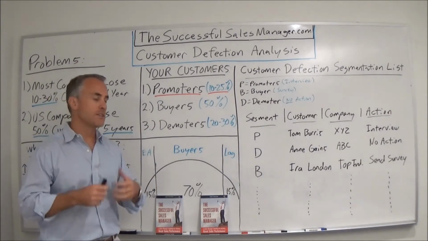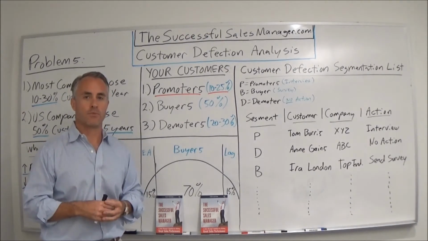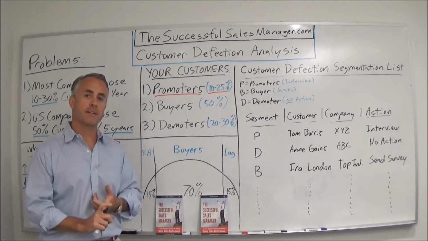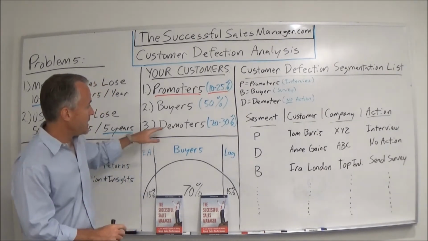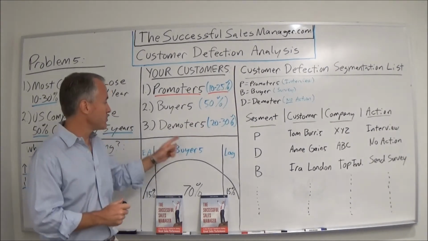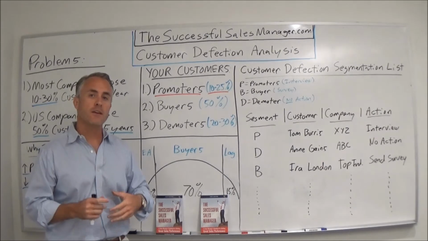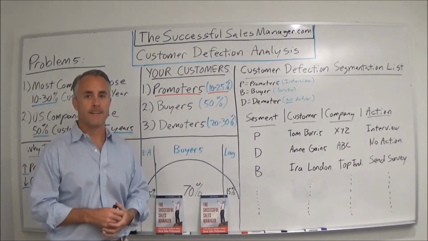On the opposite spectrum, you have your demoters. Your demoters are typically clients that if you give to them, they will not give in return. They will typically be your biggest complainers and your biggest problems and the biggest waste of your time. And they will constitute typically anywhere from 20 to 30% of your customer base. You will know who your demoters typically are because when you sell to them, they will be hard to sell to and hard to own as clients.